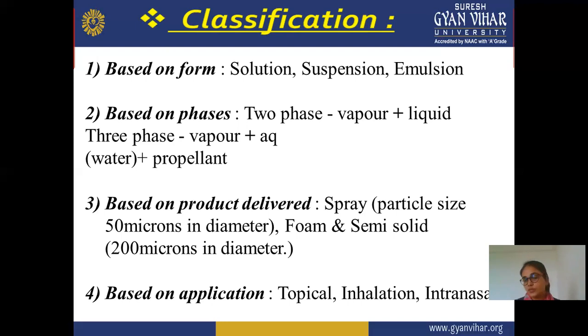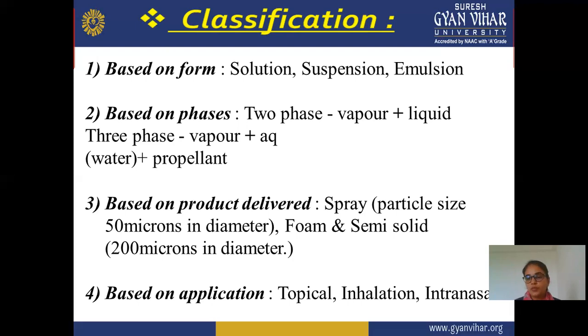In this, first is the spray. This aerosol is easily expelled out in a spray form, and in this the particle size is 50 micron in diameter. Means very small particles are present in a spray form. In this spray form, particle size is only 50 micron or maybe less, very small in size.